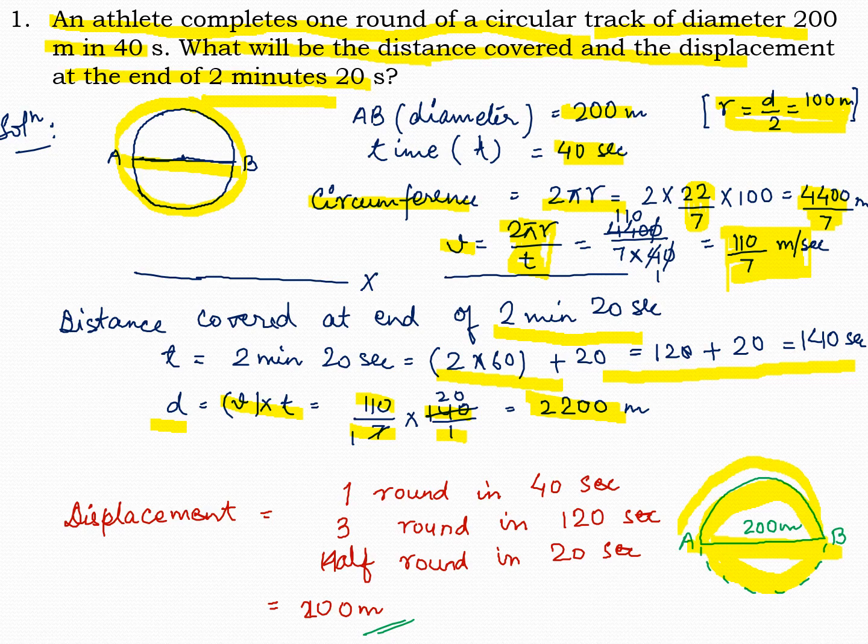Clear? For half a round, displacement will be actually equal to diameter AB. Clear?